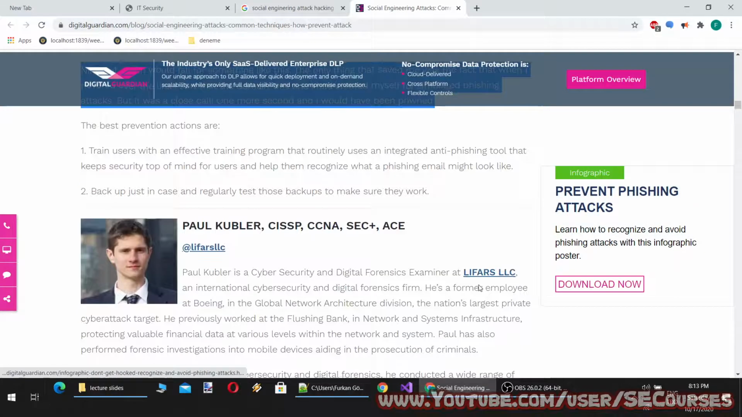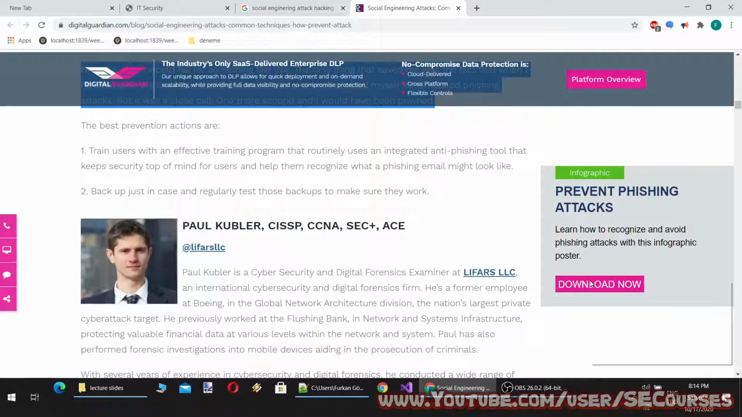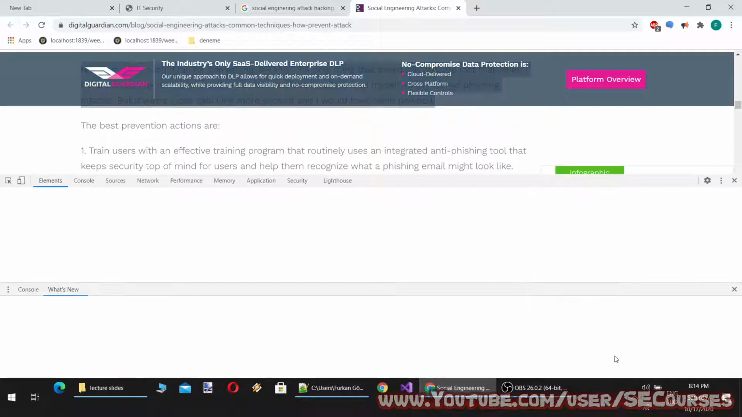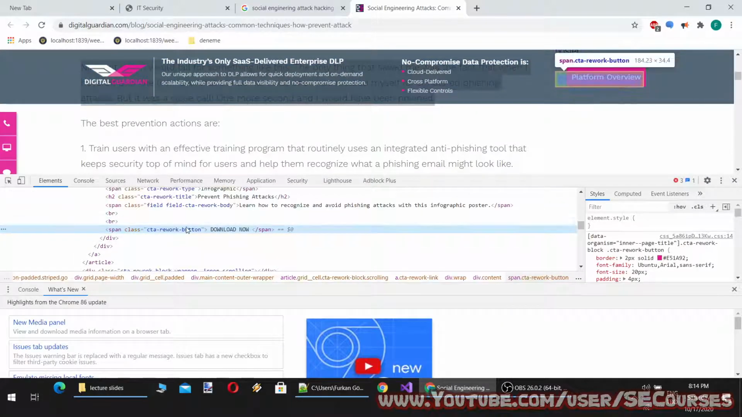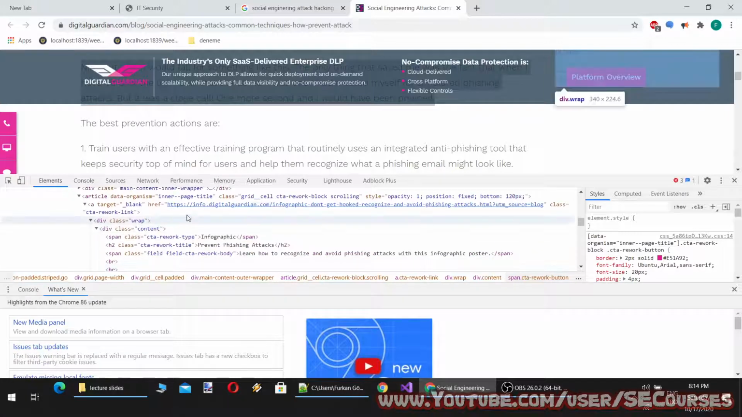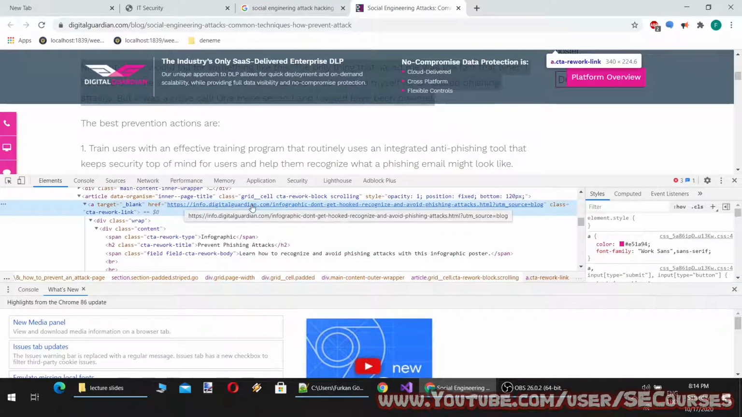When you hover over a link, it shows the link at the bottom left of the screen. This always happens. You get an email, let's say it is from Facebook. However, when you hover your mouse over the link, you see the link at the bottom left of your browser. For example, this one is from info.digitalguardian.com, so it is authentic. You can also right-click on the link and click Inspect in Chrome, and it will show you the linking. For example, the target is here. You see, this is the link.